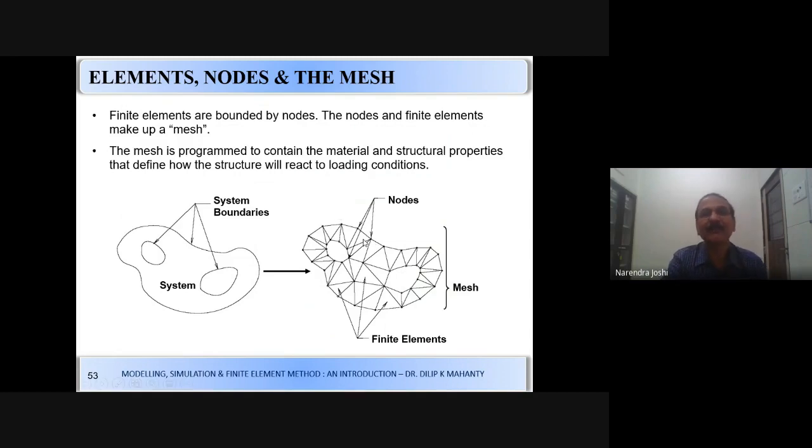Now, the accuracy of a problem and the accuracy of output depends on the way we discretize or define this whole system by appropriate types of elements. So this whole thing is called a mesh. Each individual one is called a finite element, and these nodes are the connecting points through which each element is connected, and all the interactions happen through these nodes.